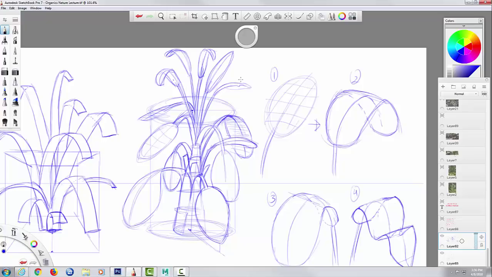Uh-oh, I already went into detail. Nope, Command Z. No detail, guys. Simple shapes. Keep it simple. Draw the lines on it if you want. That helps you to see it.